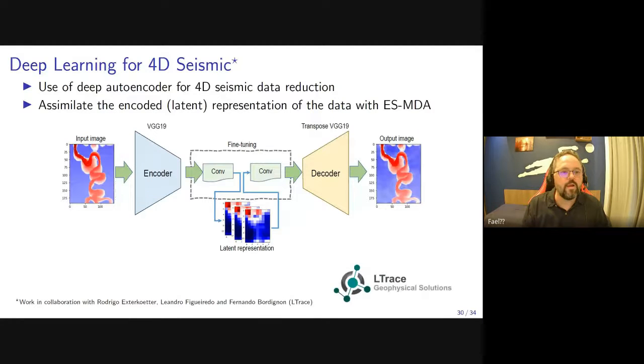Last example, using deep learning for data parameterization. And here I'm concerned about what we call 4D data, 4D time-lapse seismic data, which is data that is an image of my reservoir at different times. So I take the difference, and then I can see what changed in the reservoir due to production. I can see the water that I inject in the wells going towards the production wells. That's really nice.